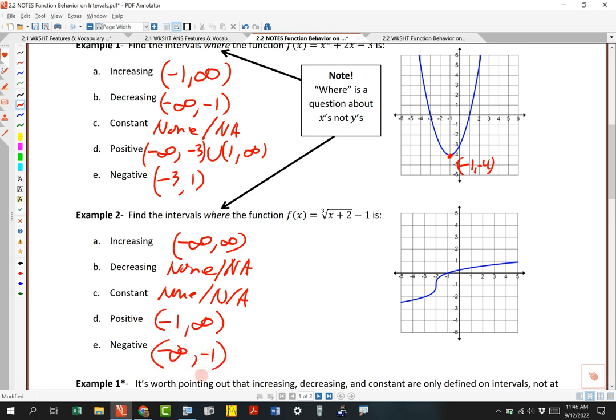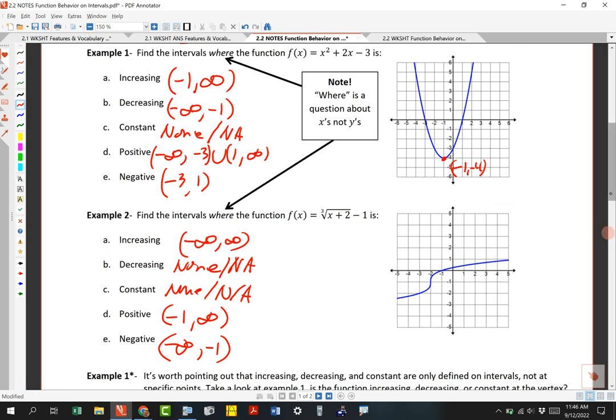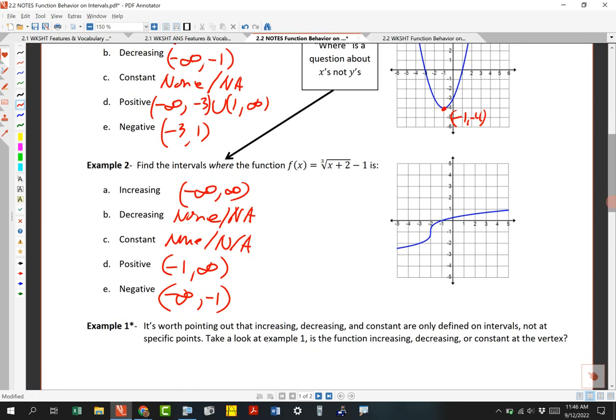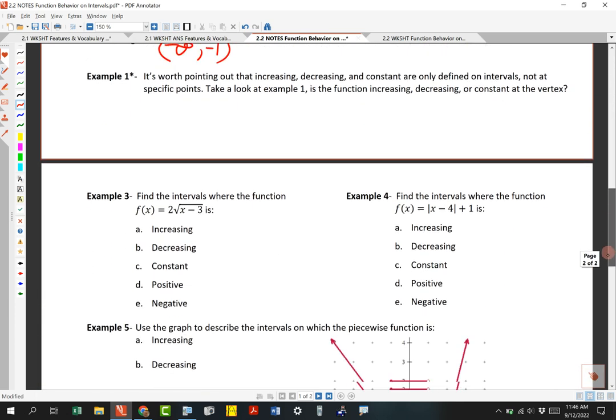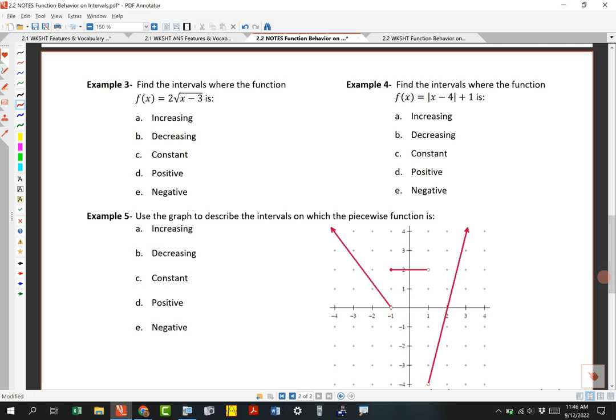And what I like is the fact that when these guys answered that, they were saying from smallest to greatest, nobody was making that mistake. Please make sure you keep track of that. Okay, again, at the bottom of the page, it's worth pointing out that increasing, decreasing, and constant only happen on intervals, not at specific points. So we wouldn't look at that point at the vertex and say, oh, it's constant there, okay? You'll deal with something like that when you get to calculus, but these are only defined on intervals, okay? So flip the page over.